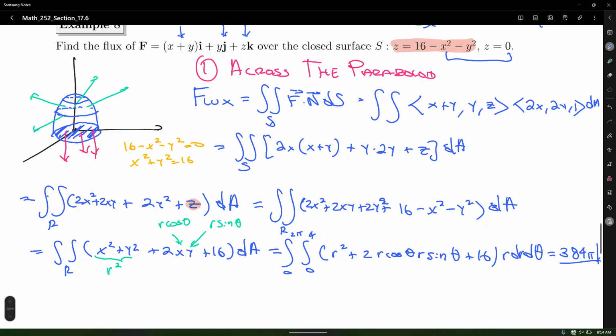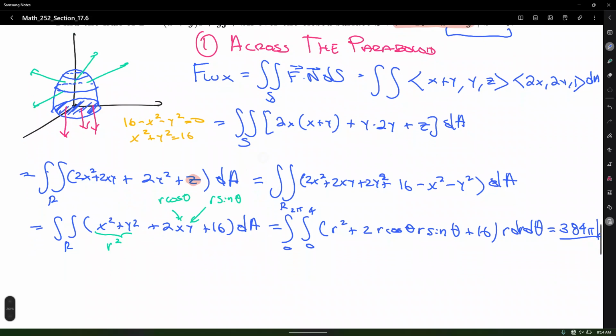Now let's do the second part of the problem. That is the flux across the bottom. Why are we doing this? We are solving a piecewise smooth surface, because if you look at the intersection between the paraboloid and the bottom, it's not smooth. It's sharp. So we need to split the problem in two parts.